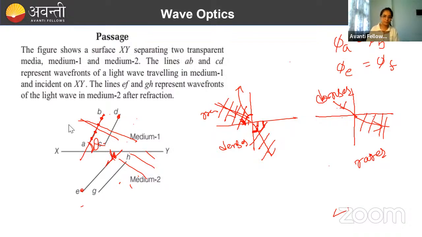If this is bending towards the normal, definitely r will be less than i, no? r will be less than i. Done. So if r is less than i, this angle will also be less. Are you getting me? So if this angle is more, this angle will be less. Okay. Got it or not? It's just a geometry thing, you need to deal with the geometry.